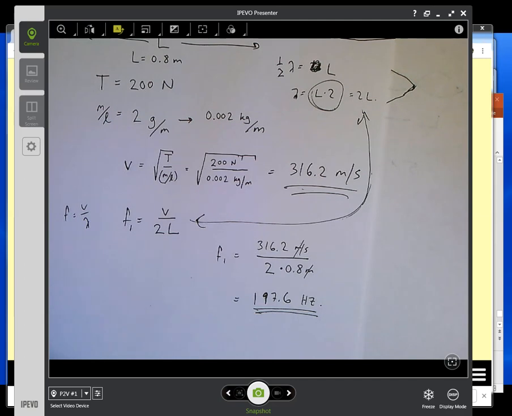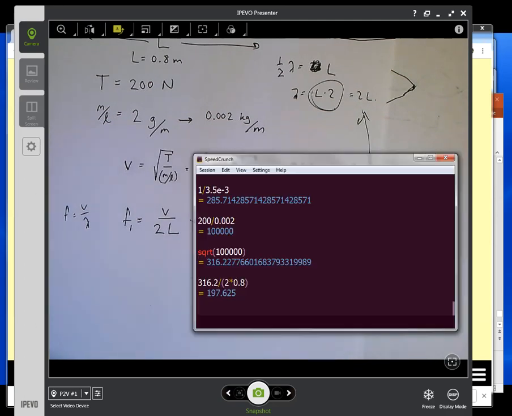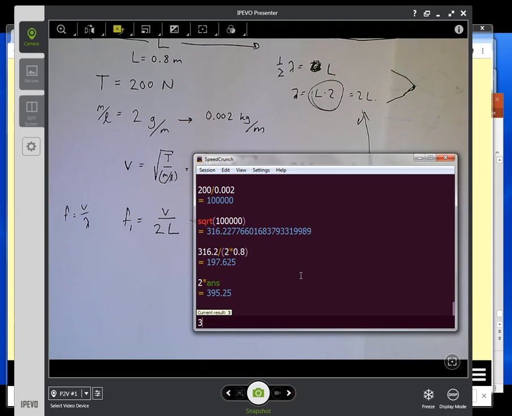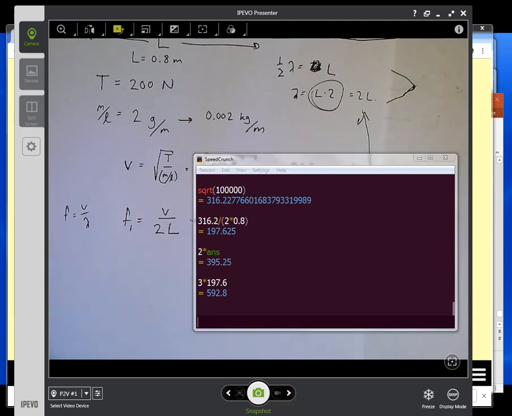Okay, so moving along, we could ask, well, what is the second harmonic of this thing? Well, we could just open up my calculator here, and I could say, well, 2 times this answer is my second harmonic. So I could say my second harmonic is 395. I could also ask, well, what is my third harmonic? Well, my third harmonic is going to be 3 times 197.6, which is going to be 592 hertz, right? And so on and so on. We can just figure out any of the harmonics just based on multiplying.